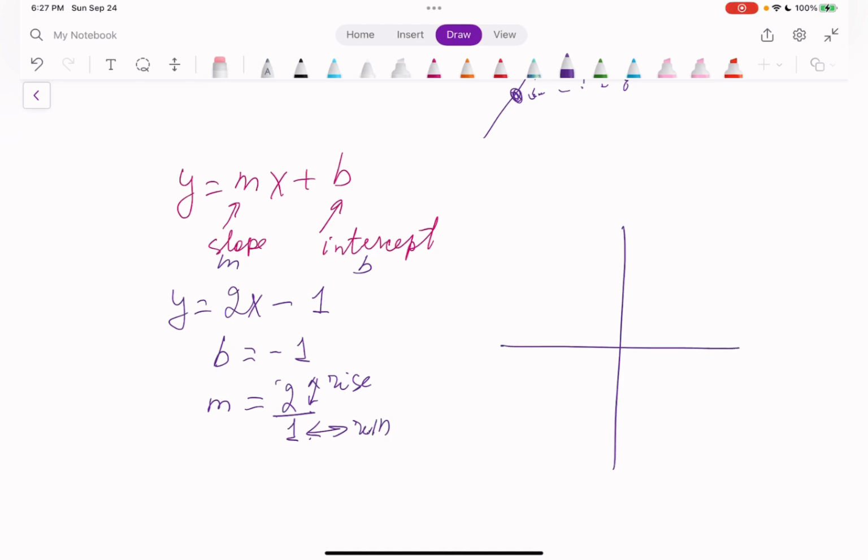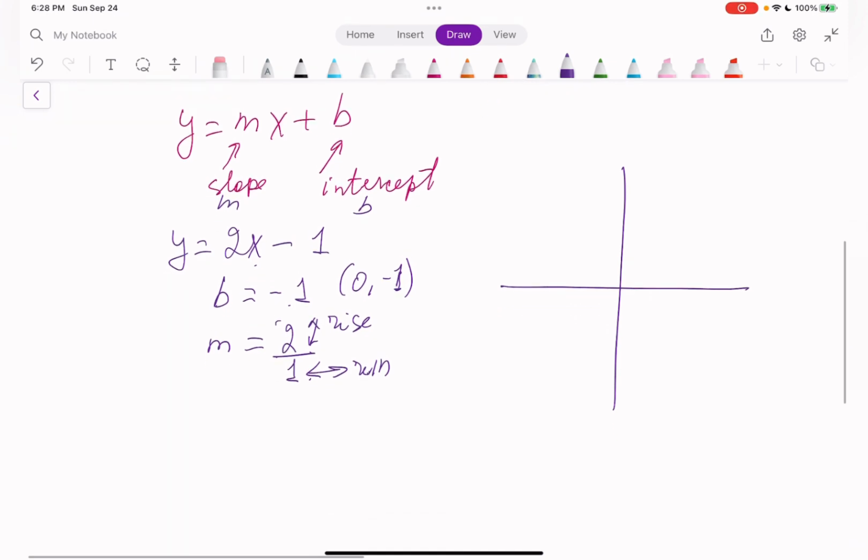Here we are. I always start with the intercept, where the coordinate is going to be 0, negative 1, because this b is the coordinate of y. When x is equal to 0, see? If I plug in x is 0, 2 times 0 is 0, and y is equal to negative 1. So b represents the coordinate of y. That's why we're going to put x is 0, and y is negative 1. So we start with 0, negative 1. Let's say this is my 0, negative 1.